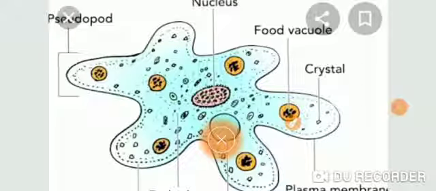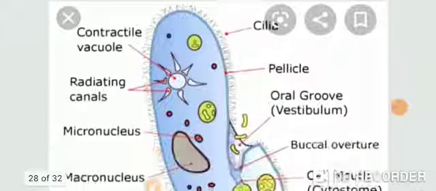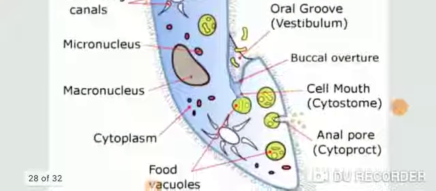Here the food is digested. After digestion, the undigested food or excretory material comes out from the body of amoeba through the outer membrane, that is called the cell membrane. Clear, students? So this is the structure of the amoeba, and amoeba is a unicellular organism. The next unicellular organism that we will study here is the paramecium.